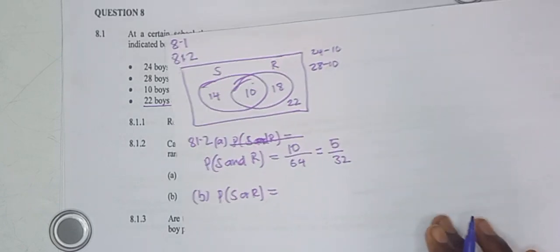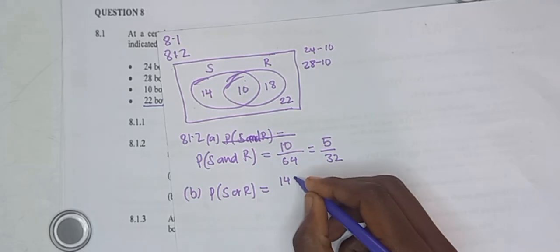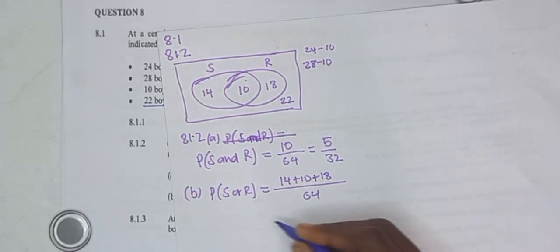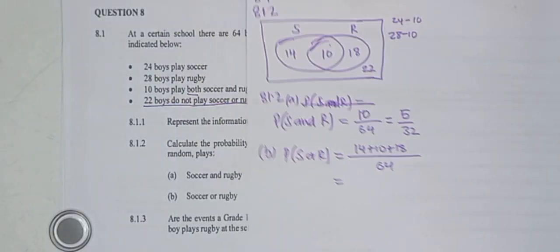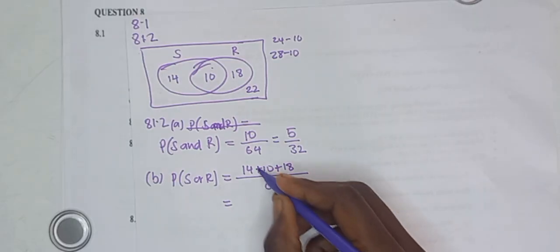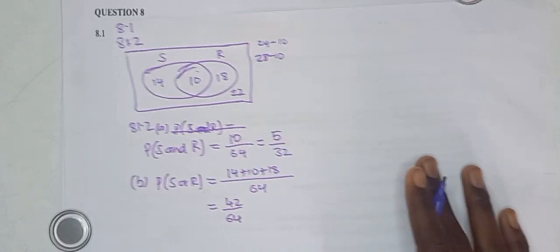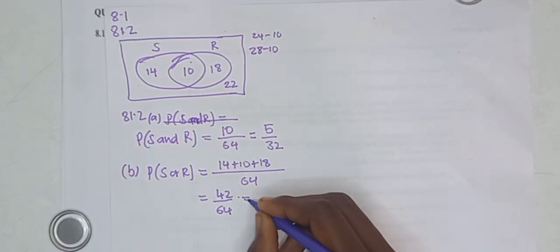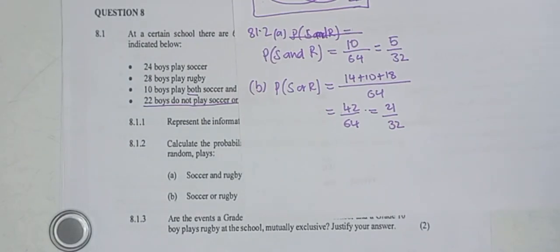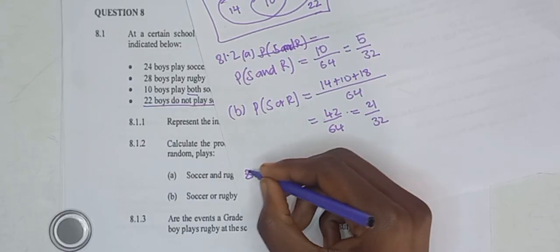When they talk about or, it means they're either playing soccer or rugby or both. So we're going to say 14 plus 10 plus 18 divided by 64 in total. From here on, we're just going to punch this on a calculator. If we add the top, we're going to get 42 out of 64. Put this on a calculator again and you're going to get 21 out of 32. This is the probability of soccer or rugby.